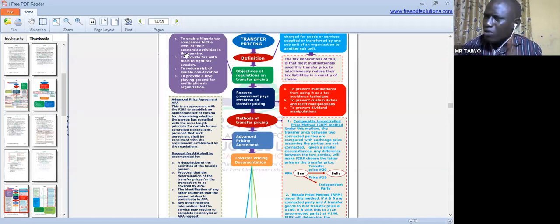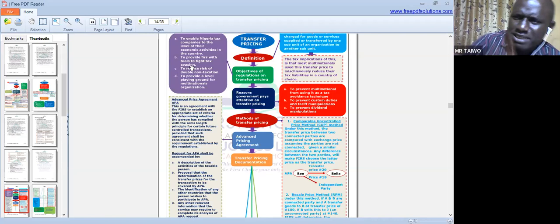Now, the regulation wants to foster sanity and ensure that multinationals make the necessary payments based on their level of economic activity in Nigeria. That's one of the objectives. The second one is to provide FIRS with tools to fight tax evasion. The multinationals use these transfer pricing techniques to evade tax, so as not to pay tax.